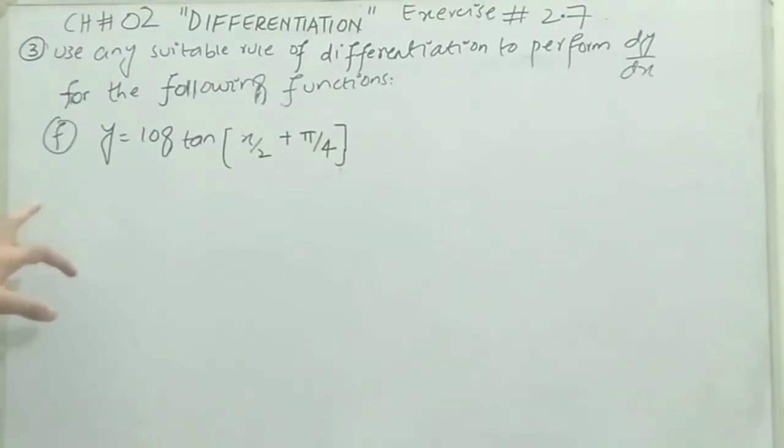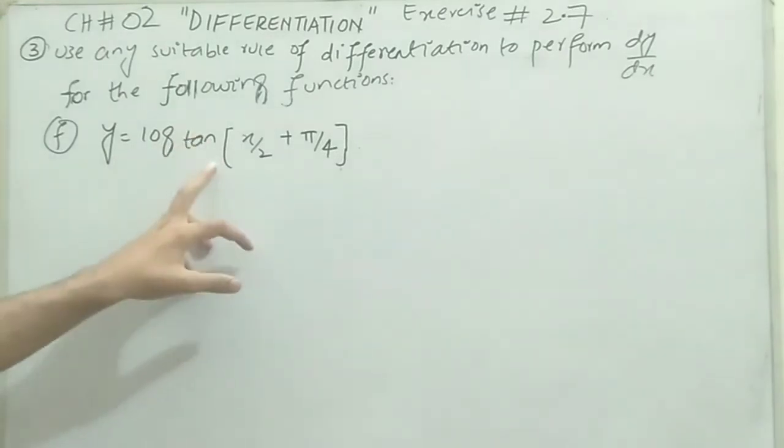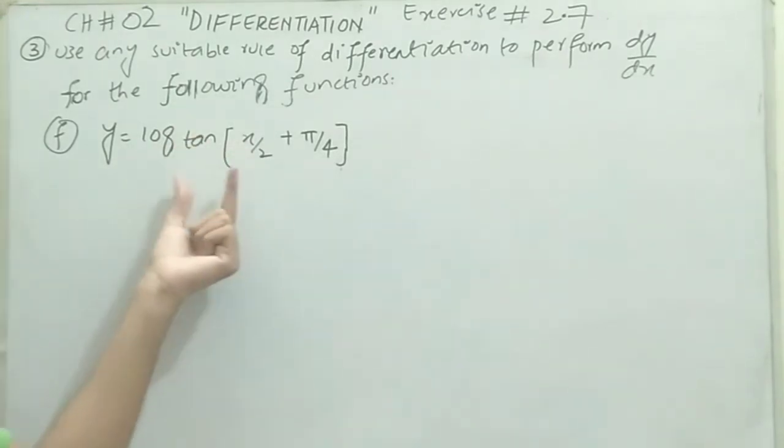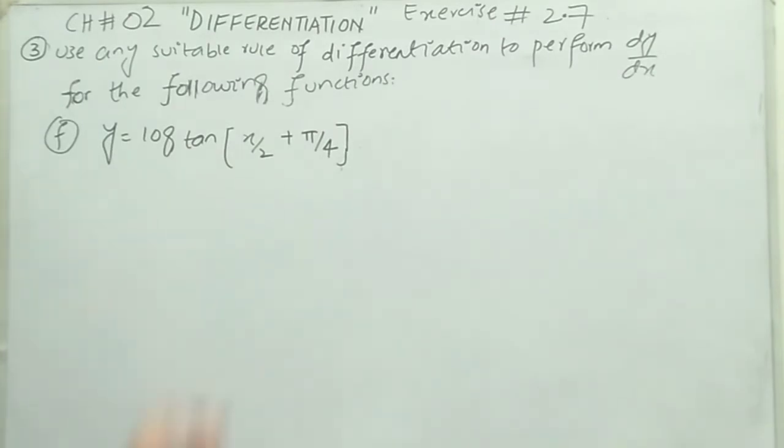Now move to the last part of today's lecture. Question number 3 tells that y is equal to log of tangent of x by 2 plus pi by 4. This is a very complex function. How can we solve this type of function?